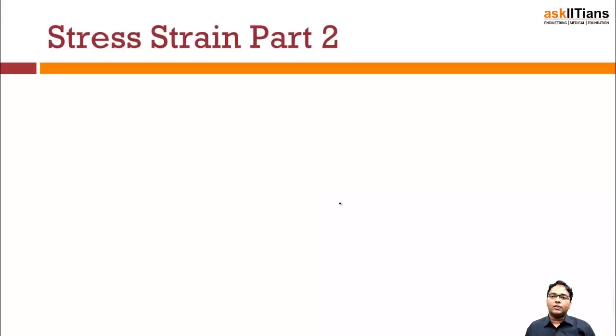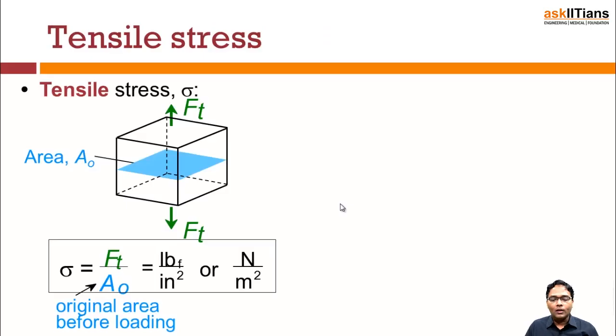So students, we learned about elasticity. Now we also learned about what stress is and what strain is. Now we'll go further into stress and strain part 2. We defined something known as stress. So what was stress? Stress is nothing but the force applied per unit area, right?